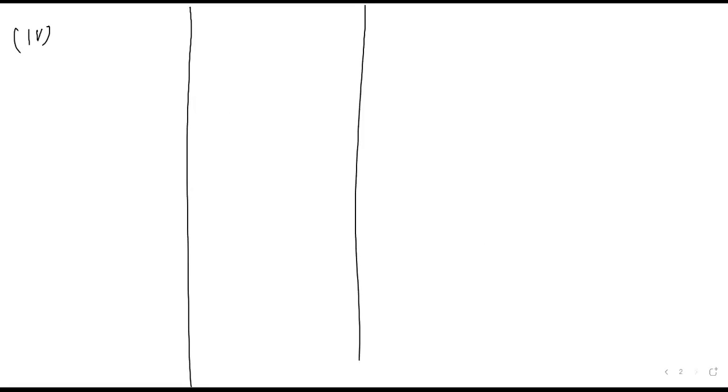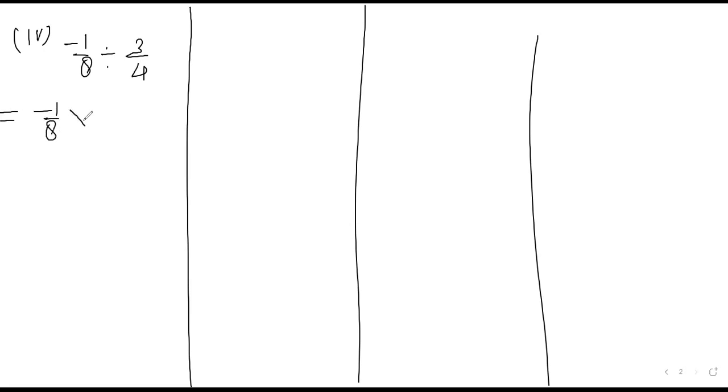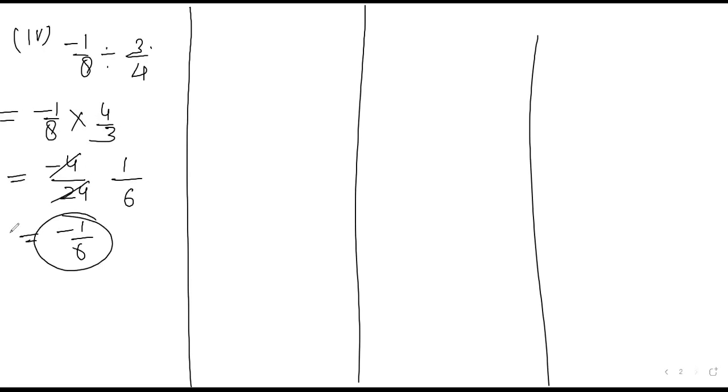Now moving to the fourth part. Okay, fourth part tells us -1 upon 8 divided by 3 upon 4. So it's very easy. -1 upon 8 multiplied by 4 upon 3. So the multiplication sign is changed. So 4 1s are 4, -4, and 8 3s are 24. Or you will simplify this one. 4 1s are 4, and 4 6s are 24. That is -1 upon 6 is the answer.